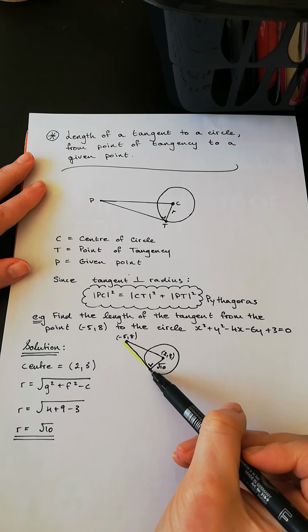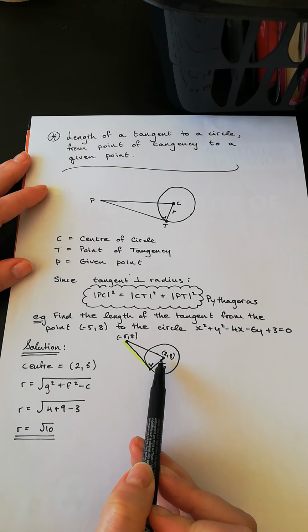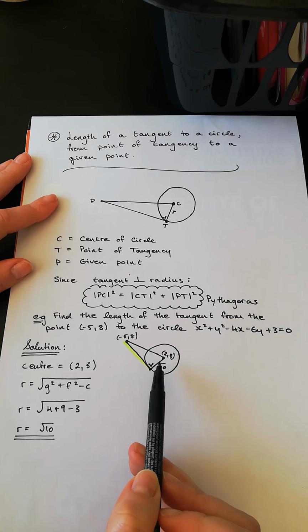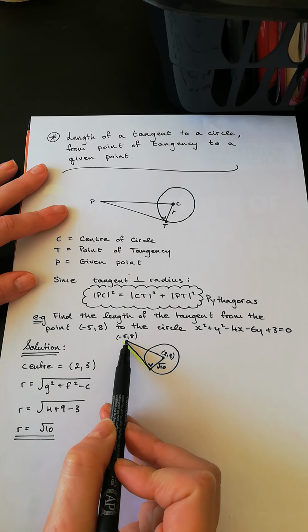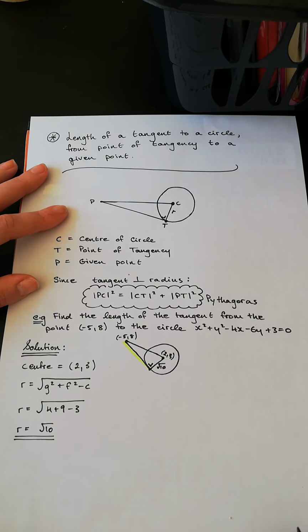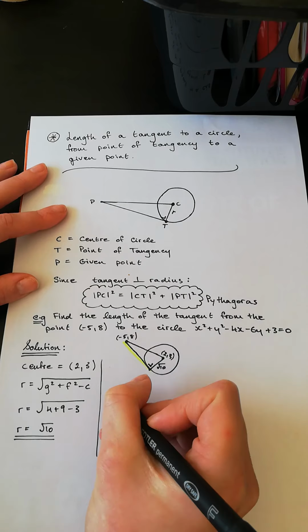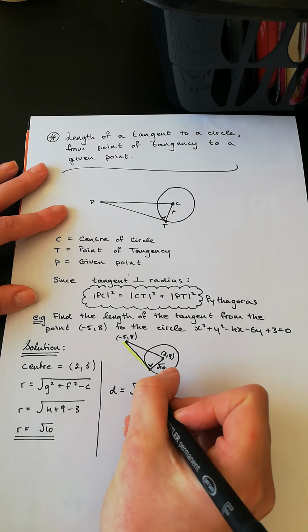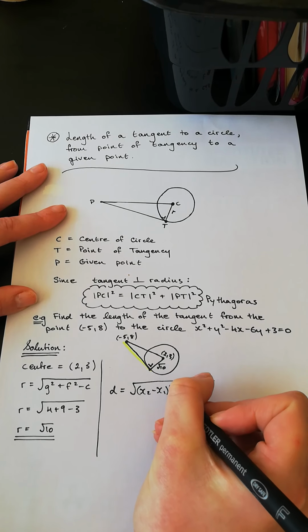I know this length is root 10. If I knew the length of the hypotenuse, then I could just do Pythagoras. I don't know it at the moment, but can I easily find it? Yes, I can. I have the coordinates of the endpoints of that line segment, therefore I can do my distance formula, which you'll find on page 18 of your log tables.